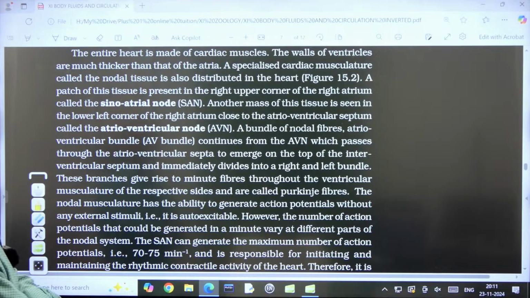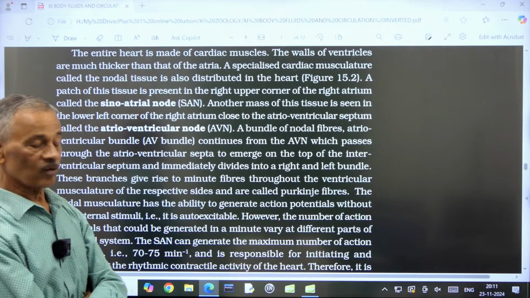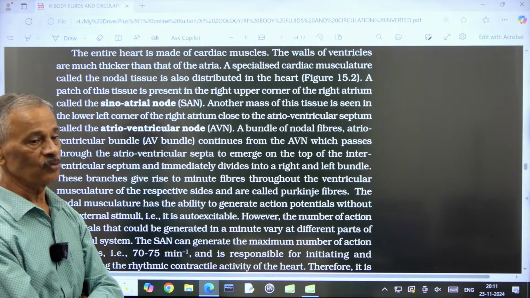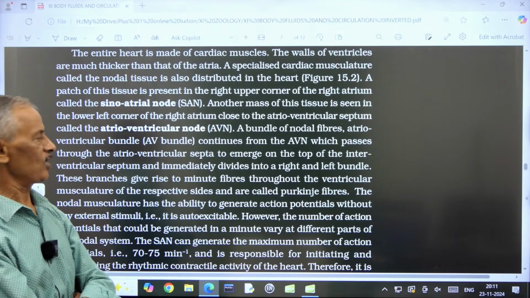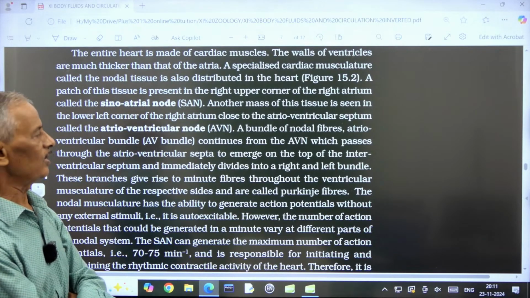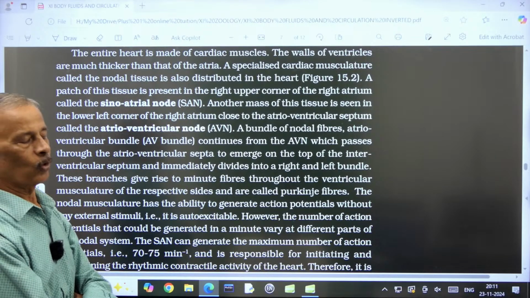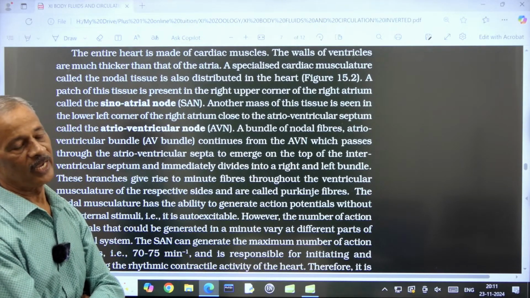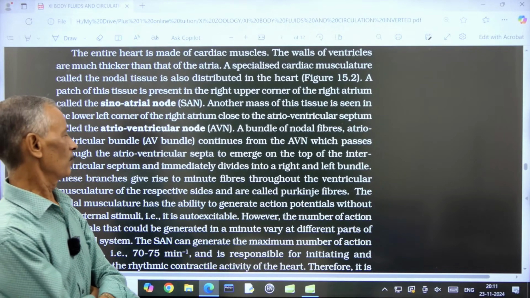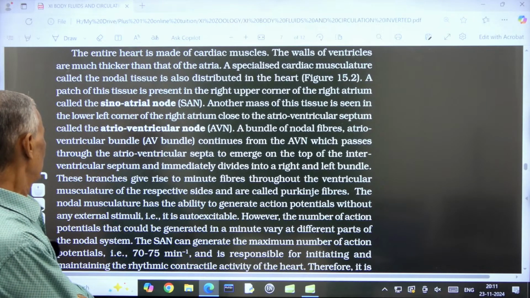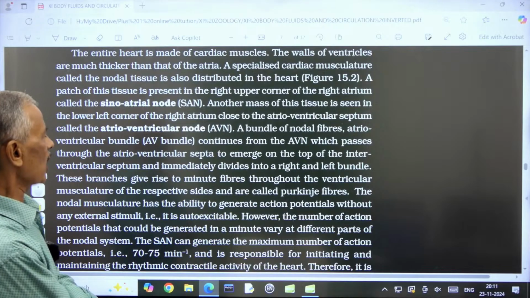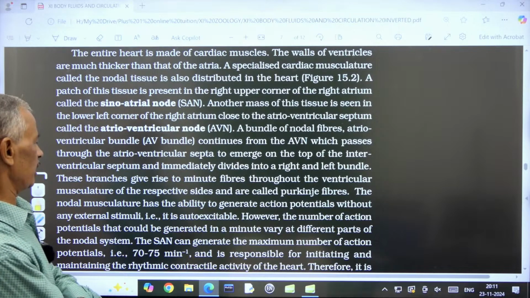The nodal musculature has the ability to generate action potentials without any external stimuli. The nervous system has the ability to produce impulses, action potentials, only when it is excited, only when it is stimulated by a stimulus. But here they are all auto-excitable, with the ability to generate action potential without any external stimuli.